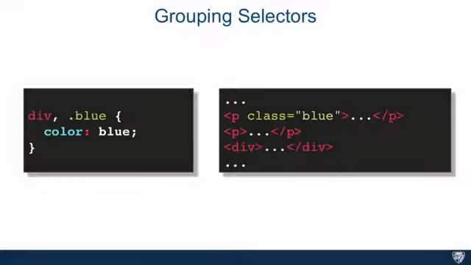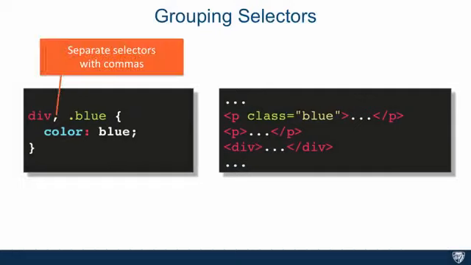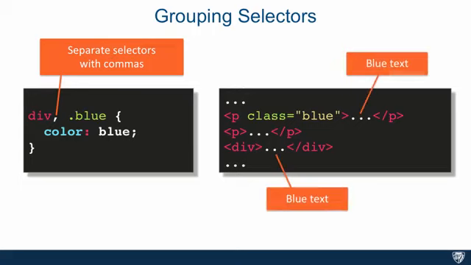Now, in order to write more efficient rules, CSS allows us to group several selectors into one CSS rule. Here we have two selectors grouped together, the selector div for the div element and the selector class blue, grouped into one since they both share the same CSS declaration. And you could see in our HTML, the blue colored text will appear in the paragraph tag that has the attribute class equals blue, and in any div tag in the HTML document.